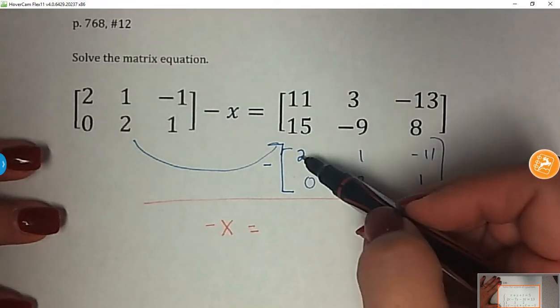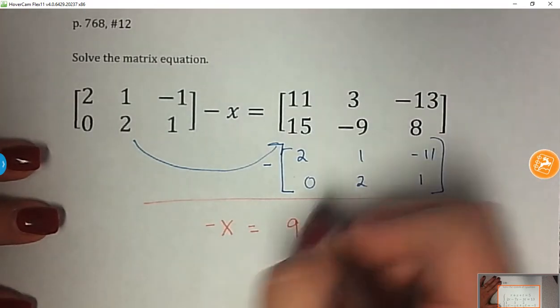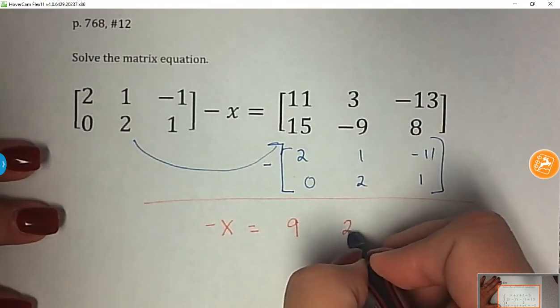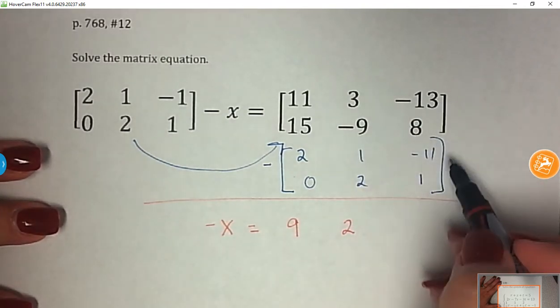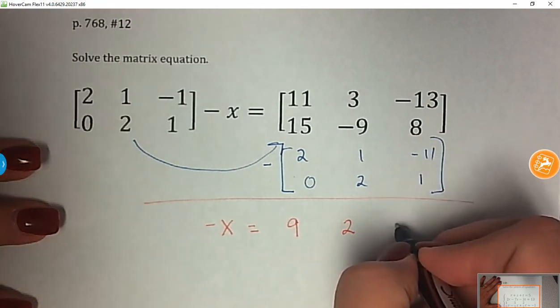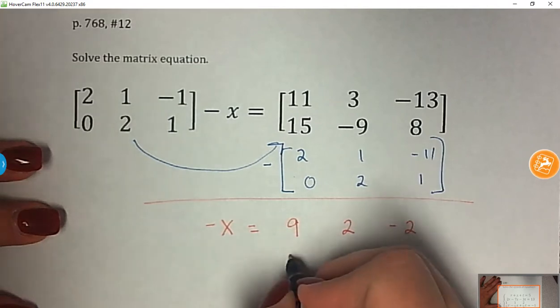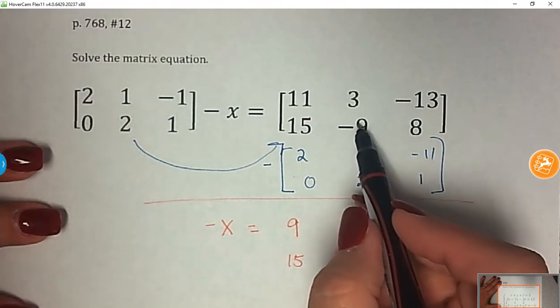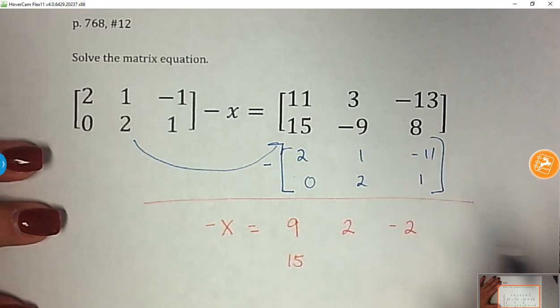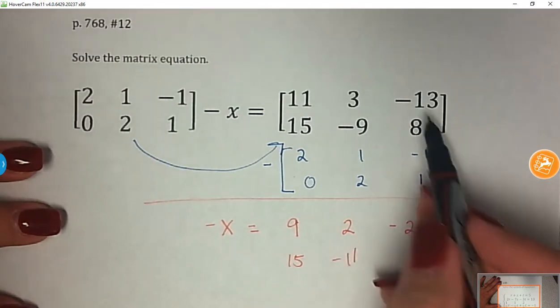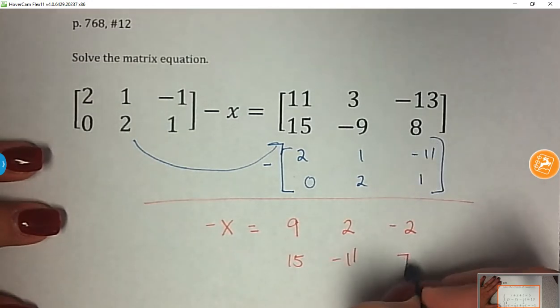So 11 minus 2 gives me 9. 3 minus 1 is 2. Negative 13 minus negative 11 is negative 2. 15 minus 0 is 15. Negative 9 minus 2 gives me negative 11. 8 minus 1 is 7.